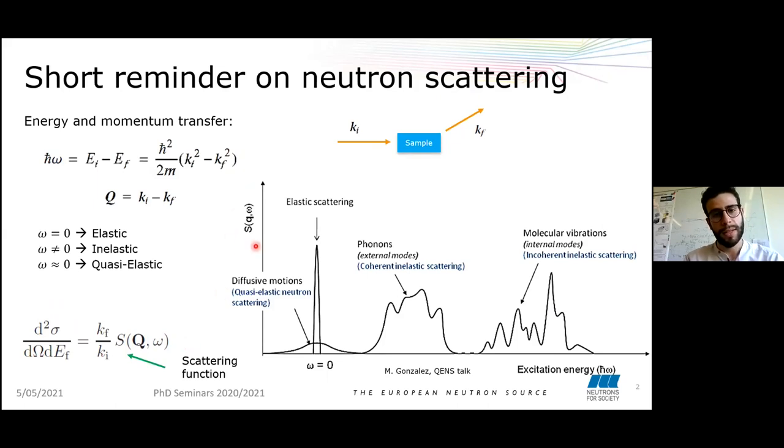And here, there is a simple plot of a scattering function as a function of the excitation energy. We see that there is an elastic peak broadened by the energy resolution of the instrument. Then there are the inelastic components due to the resonances in the sample. And then there is the broad peak due to the quasi-elastic neutron scattering.